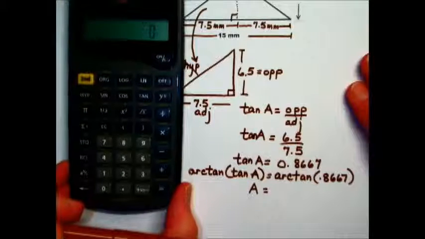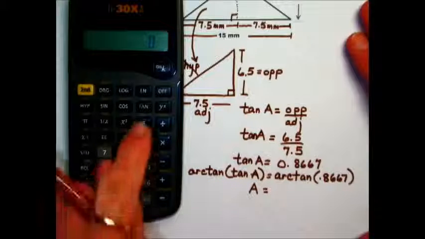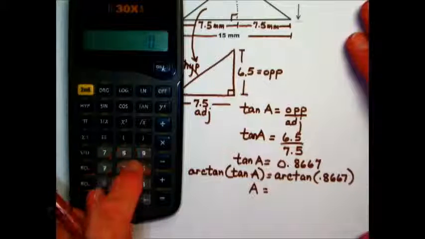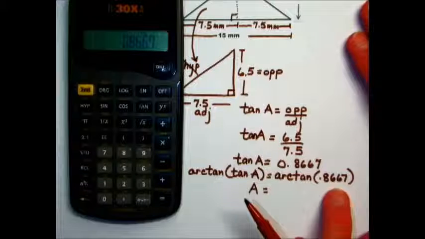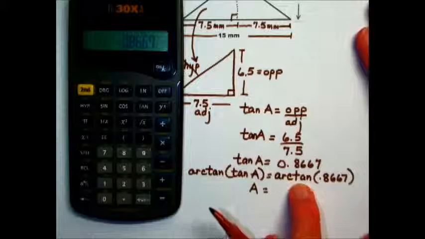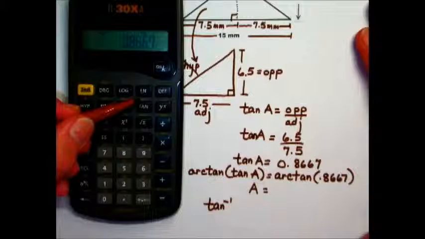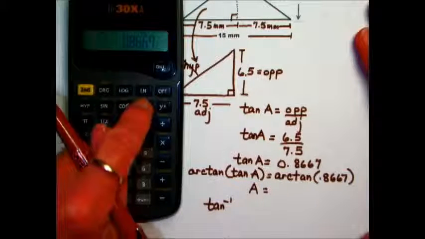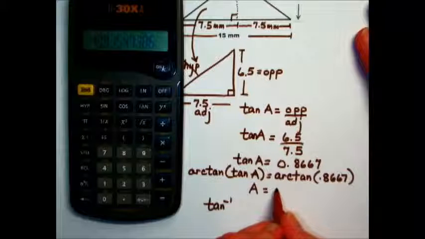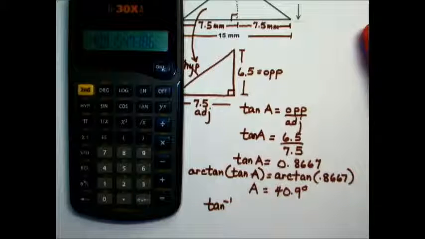And here, using this traditional scientific calculator, I'll enter that 0.8667 ratio first. To get to the arctangent, which is symbolized as tangent to the -1, I need to hit the second key and activate the inverse tangent, which is above the tangent key. That gives me a degree measurement of 40.9 degrees for the angle that we're looking for.